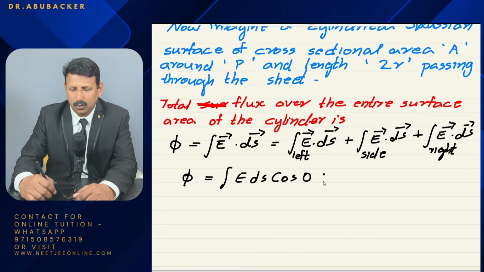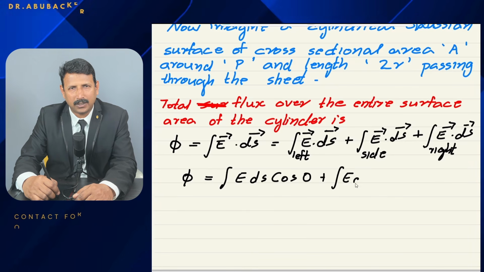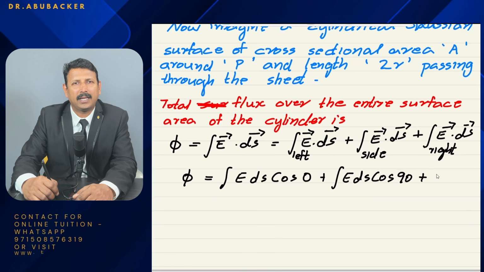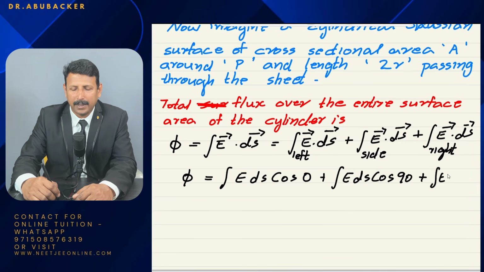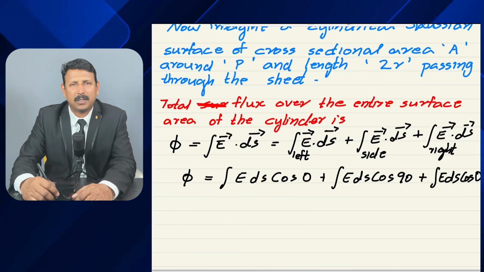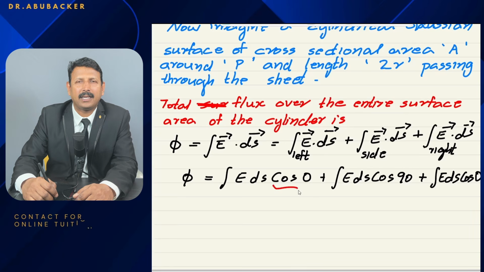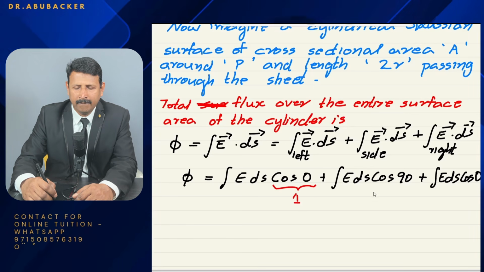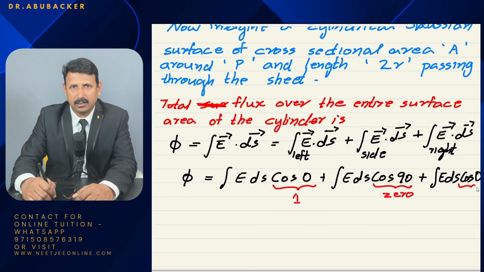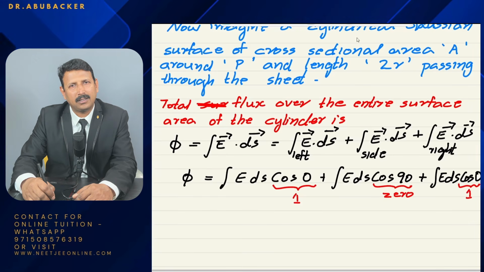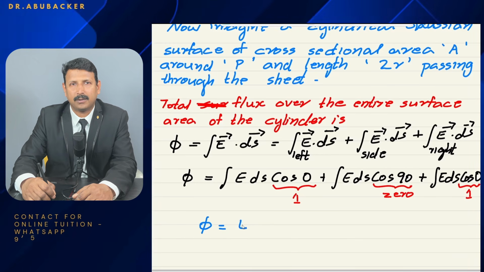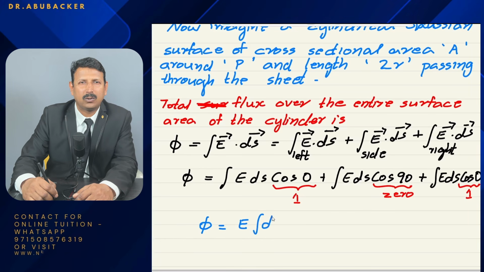So the flux is equal to: for the left side first, the integral of E ds cos 0, since the angle between E and ds is 0, plus the middle portion, the integral of E ds cos 90. I already explained why it is 90. Then on the right side, ds and E are again in the same direction, so cos 0, which is 1. Cos 90 value is 0, so that term does not exist. The third one again has cos 0 equal to 1. What does not exist, there is no need to write.